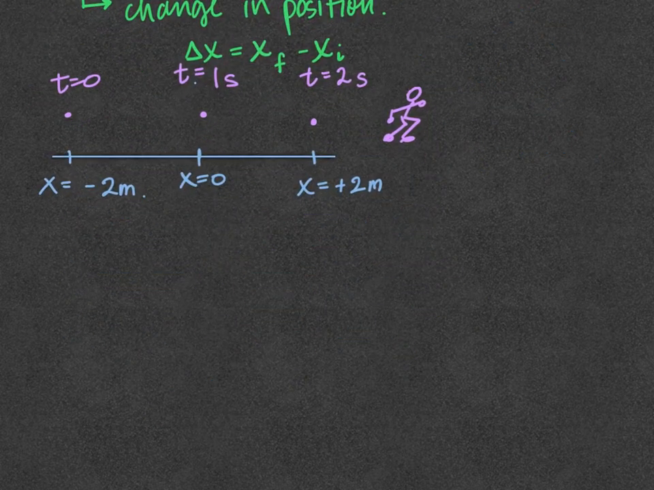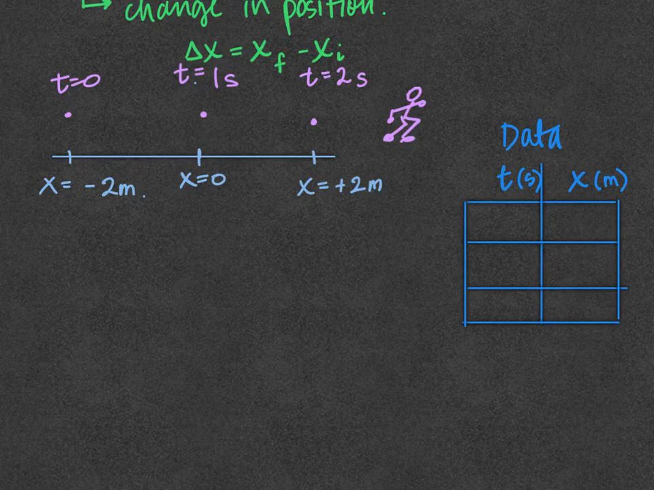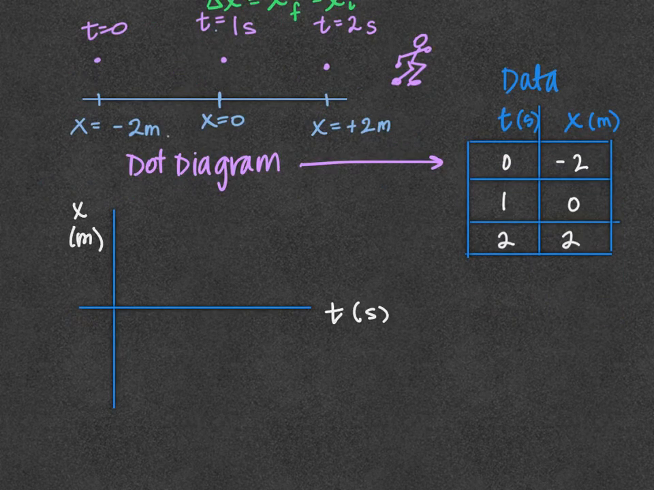2 seconds. And if we mark where they are, we can collect this as our data for time and position. So at t equals 0, our person was at negative 2 meters, at 1 second, at 0 meters, at 2 seconds, at 2 meters. This is the information from our dot diagram. Now we can graph it on a position time graph.